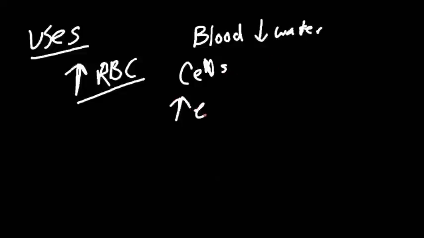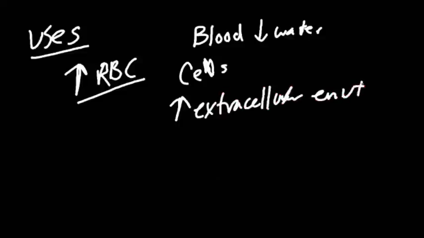So if we increase extracellular environment water, remember the cells are getting rid of some of their intracellular water to make up for the extracellular environment, and that extracellular water will eventually make its way to the bloodstream, increase the blood water content, and this is how we get increased renal blood flow. Not red blood cell, renal blood flow.